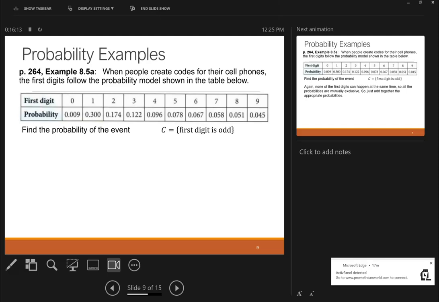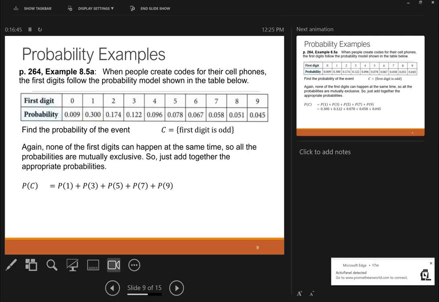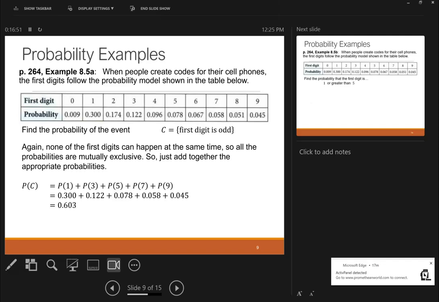All right, what about that the first digit is odd? What outcomes are contained in the event the first digit is odd? 1, 3, 5, 7, 9. I forgot the 7. Are those outcomes mutually exclusive? Yeah. So just add them together once again. And we get 0.603. So far, so good?